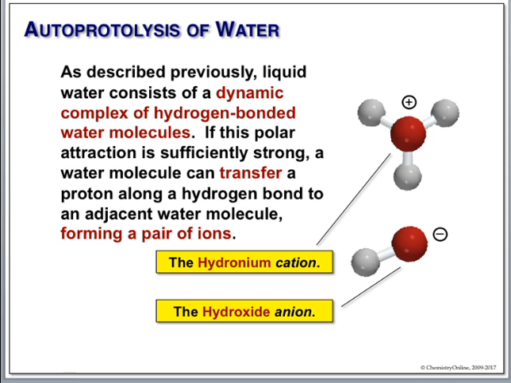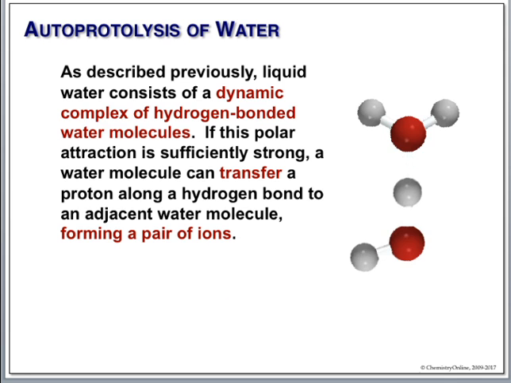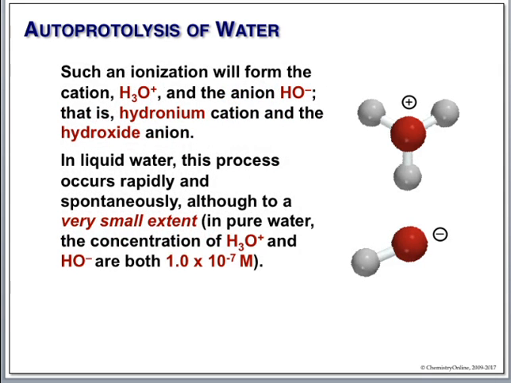Now this is kind of an amazing process. If you think about it, what we're doing here is literally breaking a covalent bond. We're breaking the covalent bond and transferring the hydrogen atom from one oxygen to another. I can do this again by clicking my button. There we go. We have hydronium and we have hydroxide.